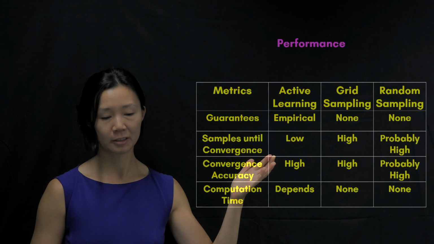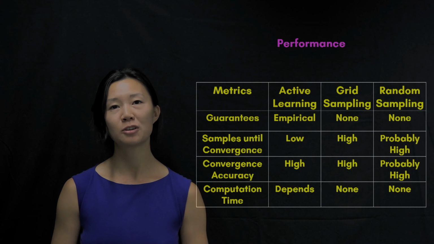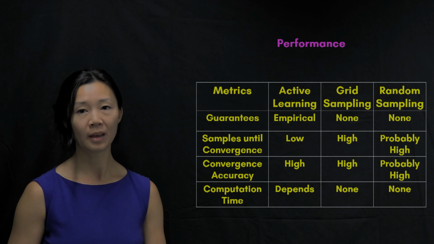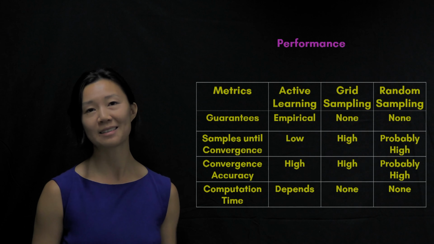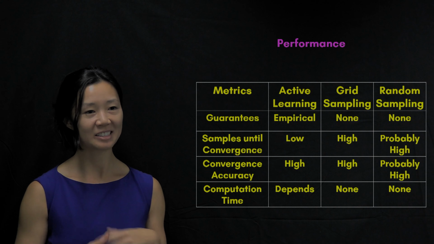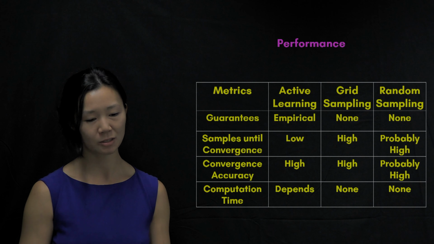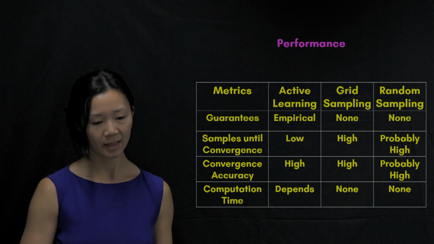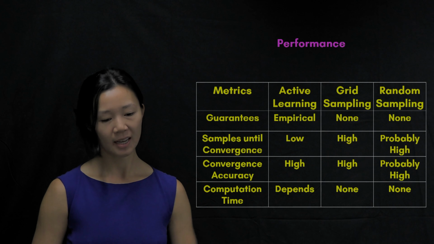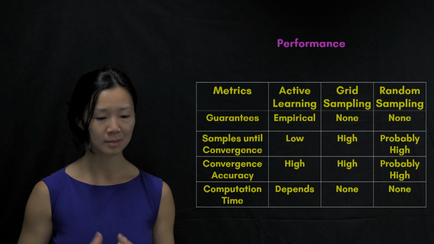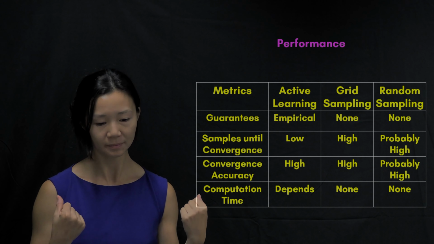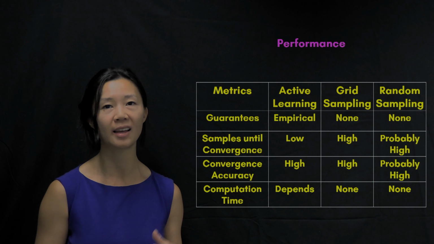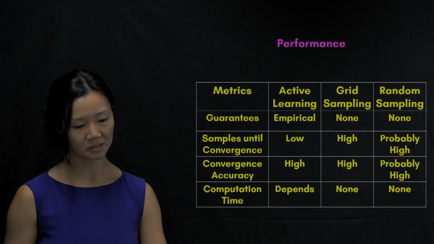Samples until convergence: active learning has been shown not to need that many samples to converge to a good model, whereas grid sampling is exhaustive. You're going to discretize and sample all of those points, so the samples are just immense. And for random sampling, it's hard to say because random assumes some probability, but there is no intelligence or strategy with random sampling, so it's probably high for the number of samples until convergence.